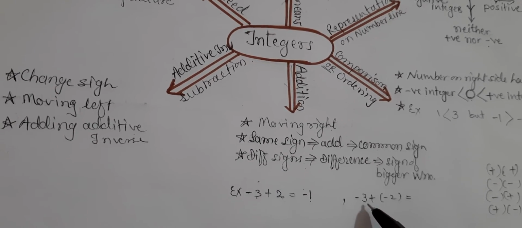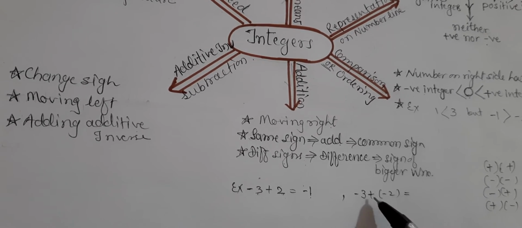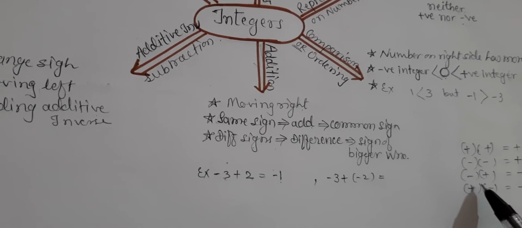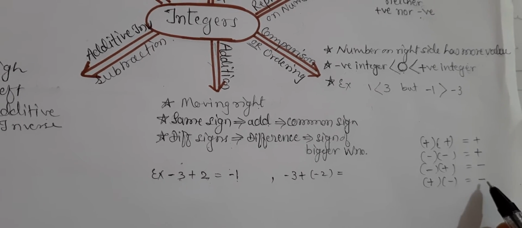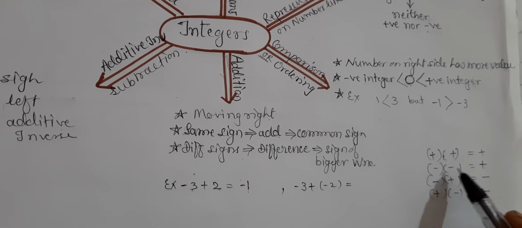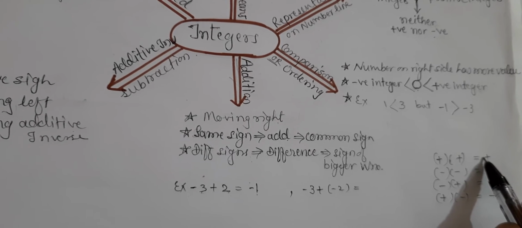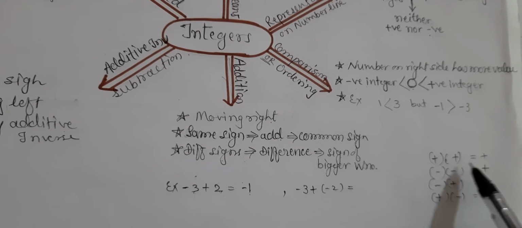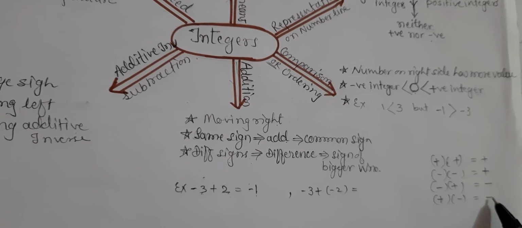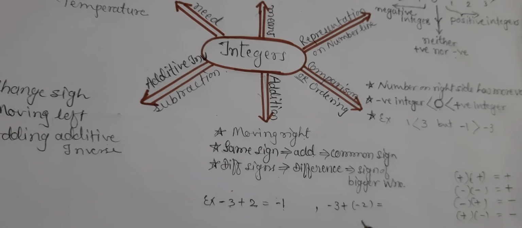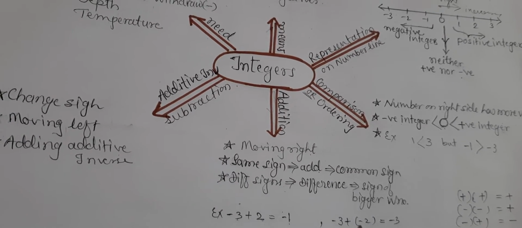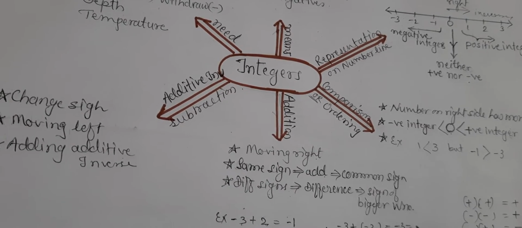Now how can we do this? Minus 3 minus plus minus 2. When plus and minus signs come back to back, plus minus becomes minus, minus plus becomes minus, but minus minus becomes plus, and plus plus becomes plus. It means that two similar signs make a plus, but different signs make a minus. Using this, we get minus 3 plus minus, and plus minus means it will be minus 2.